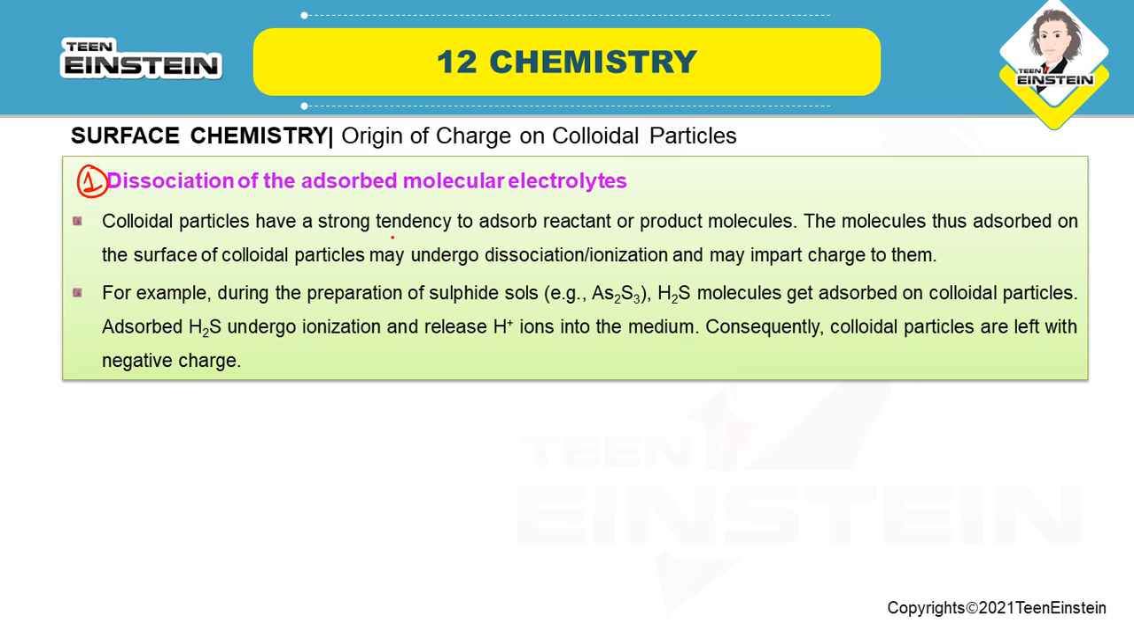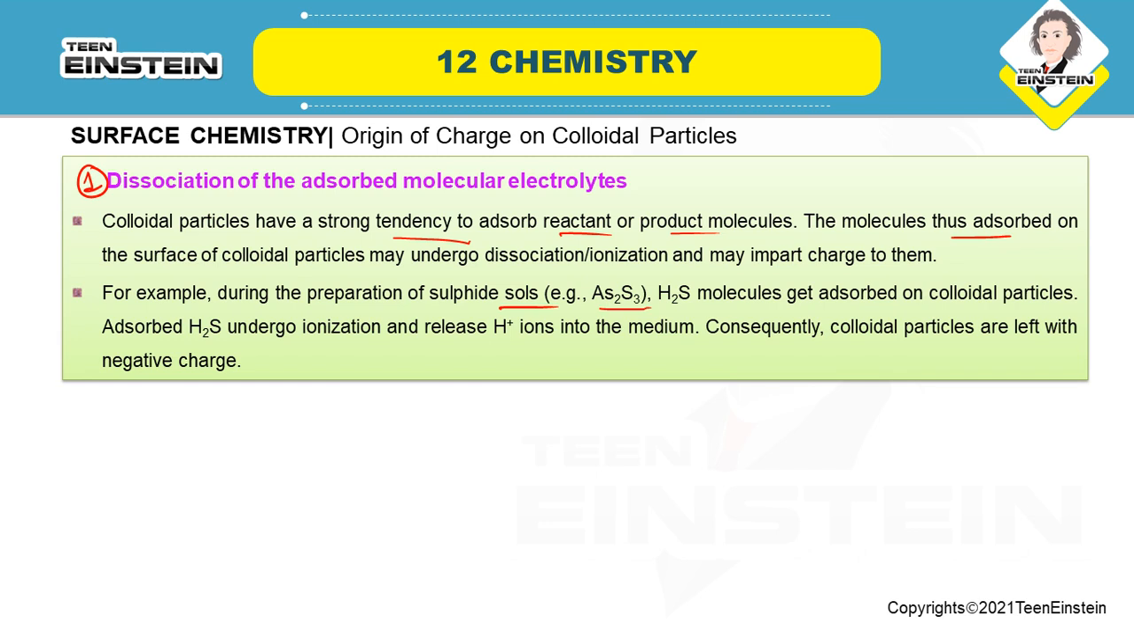Colloidal particles have a strong tendency to adsorb reactant or product molecules. That is, when colloidal particles are formed, there is some starting material, that is reactant molecules, and there are also some product molecules. Now these colloidal particles will have a tendency to adsorb the reactant or product particles. If there is some excess reactant present, and product molecules will always be there, any of these molecules may be adsorbed. Now the molecules thus adsorbed on the surface of the colloidal particles, if they undergo dissociation or ionization, will be responsible for the charge on the surface of these colloidal particles. So for example, suppose we are preparing sulfide sols, arsenic sulfide.